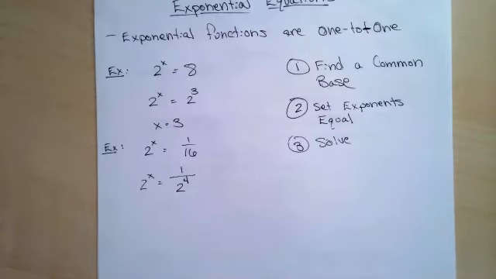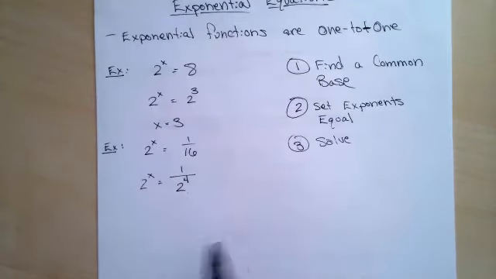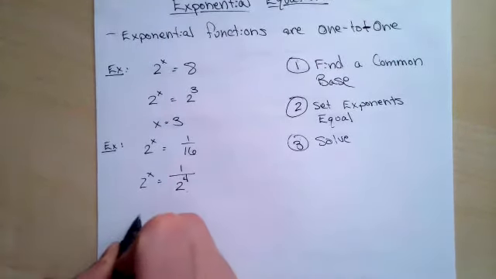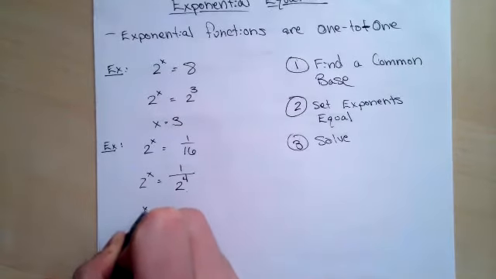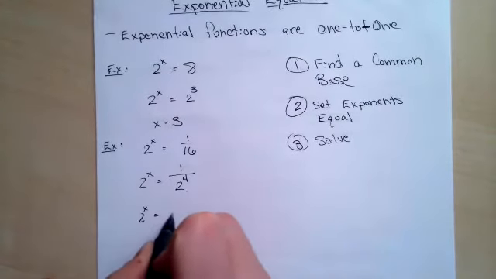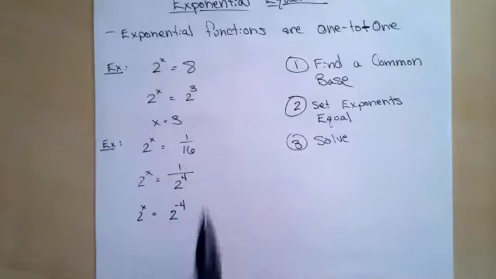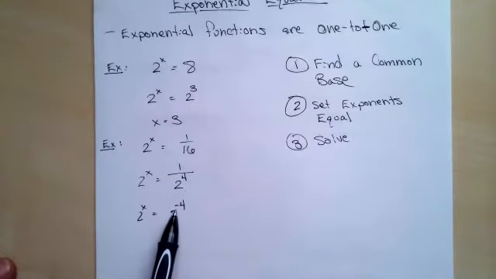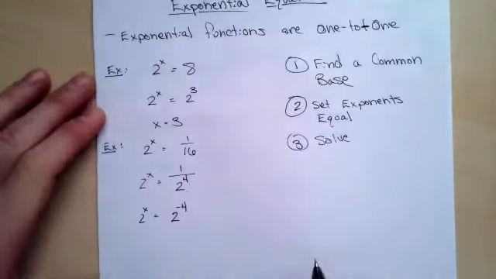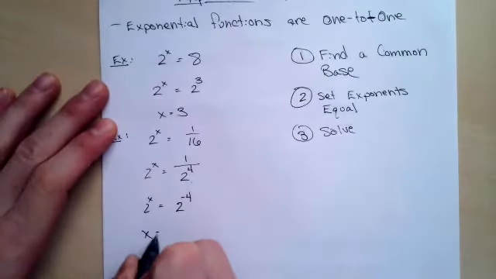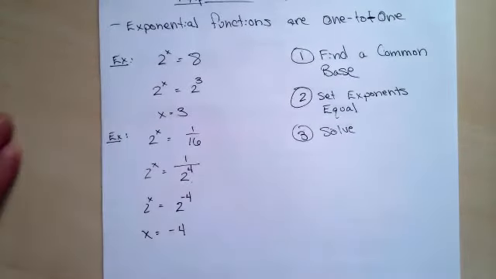So 16 we recognize as 2 to the 4th. And now we see we've got 1 divided by 2 to the 4th. And so we can rewrite this constant of 1/16 as 2 to the negative 4. Since it's a fraction in the denominator, this simply means we have a negative exponent, 2 to the minus 4. And now that the bases are the same, we set the exponents equal. And there's no more algebra to solve there since our exponents were basic.